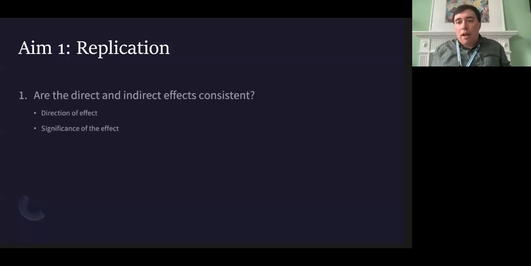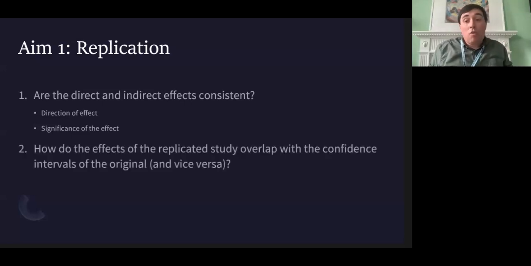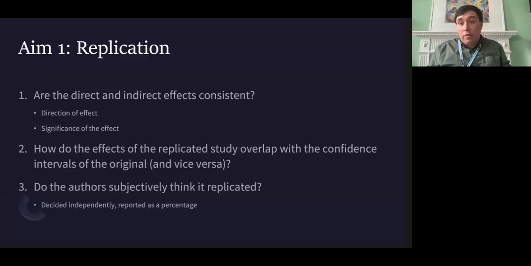So we followed Open Science Collaboration guidelines on this. And we evaluated them based on 3 criteria. The first criterion is, are the direct and indirect effects consistent? We looked at the direction of the effect. We looked at the significance of the effect. Are they consistent? The second one is, how do the effects of the replicated study overlap with the confidence intervals of the original and vice versa? So we looked at that. And then the third one, by far the most subjective one, is, do the authors subjectively think it replicated?